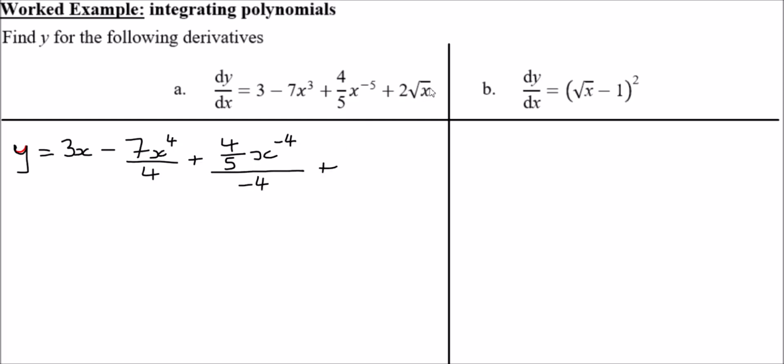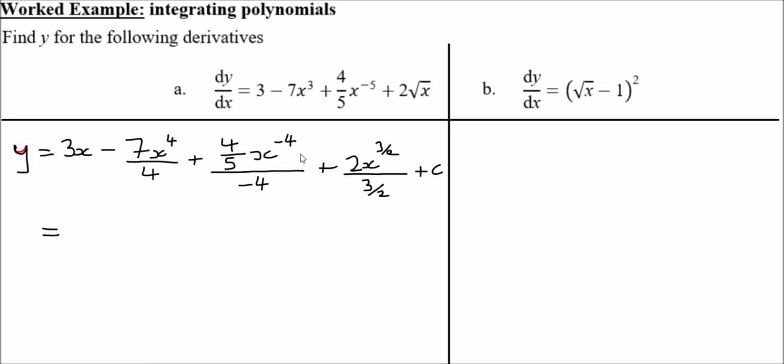Square root means power half, so increase that power half by 1. We then get 2x to the 3 halves, divided by that new power, which is 3/2, plus c. Now this would be pretty unforgivable to leave in this form in an exam, but we can just neaten this up ourselves.